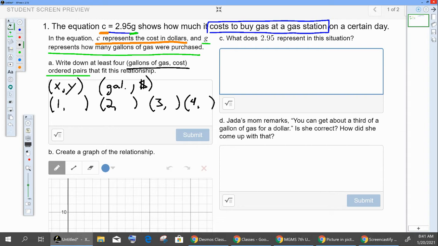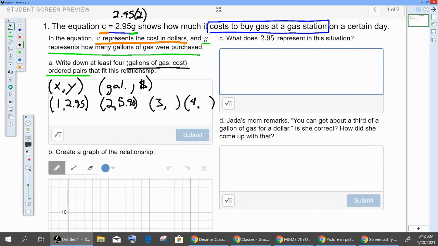Well, that goes back to the equation, C equals 2.95 G. When you plug in the X value of the gallon number, G is gallons. So if I plug in 1 for G, 2.95 times 1 is 2.95, which means that's the cost for 1 gallon, $2.95. And if I plug in 2 for gallons, 2.95 times 2, that's going to be $6 less 10 cents. That's going to be $5.90. I got that from knowing that 2 times 2.95 is $5.90.